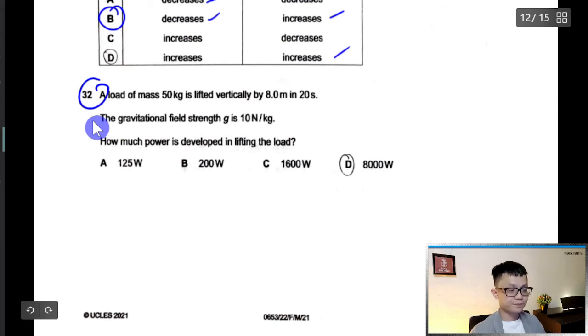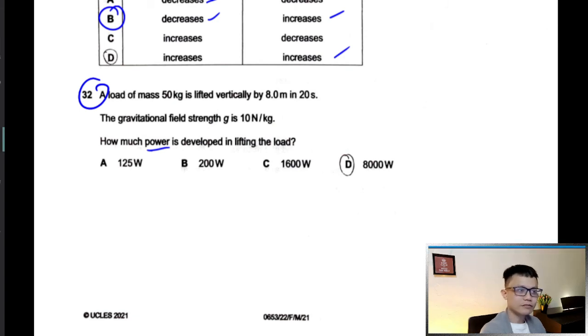32. A load of 50 kg is lifted vertically. Vertically means going up vertically. In 20 seconds, how much is the power? So what is the formula? Okay, let's look at the formula.